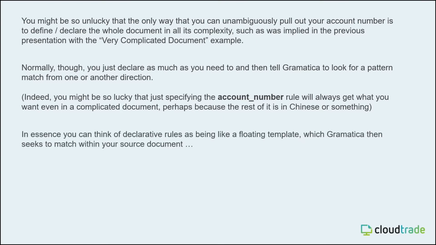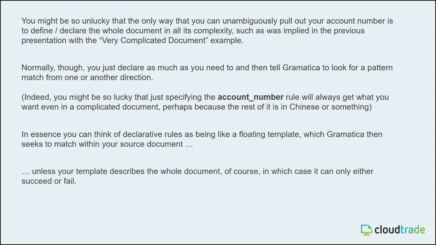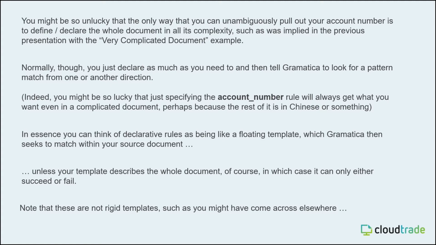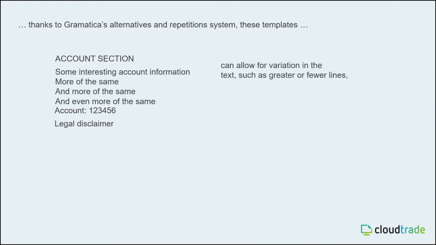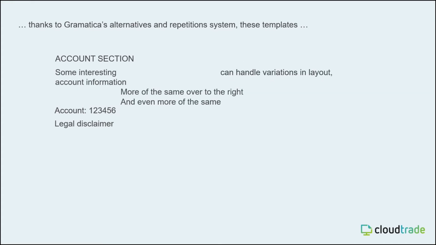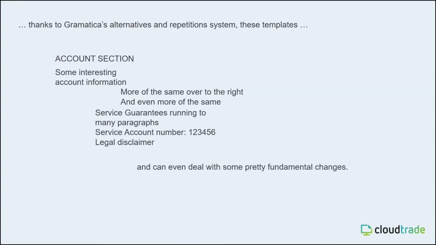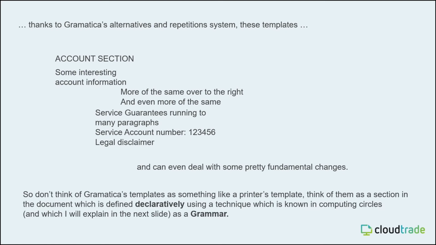In essence, you can think of declarative rules as being like a floating template, which Chromatica then seeks to match within your document. Unless, of course, your template describes the whole document, in which case it's either going to succeed or fail. Don't think of these as rigid templates, however, such as you might have come across elsewhere. These templates can allow for variation in the text. They don't have to be fixed. They can handle variations using that or rule. They can even deal with some pretty fundamental changes. But they're still a sort of template. Just don't think of them in a very rigid way, like a printer's template. Just think of them as something which is declarative and is then applied to the document.